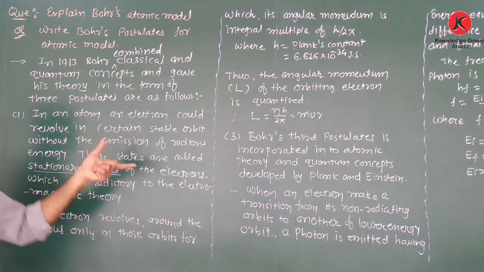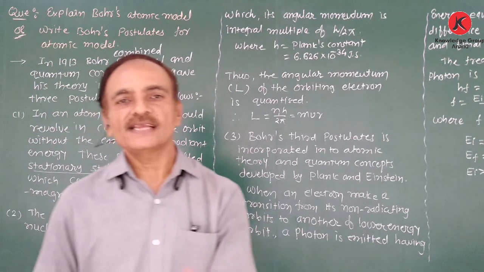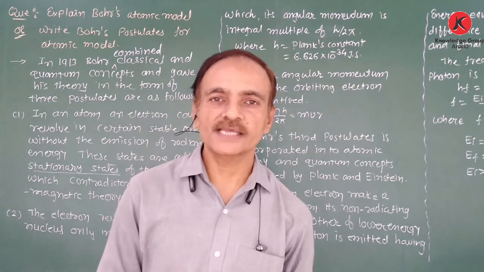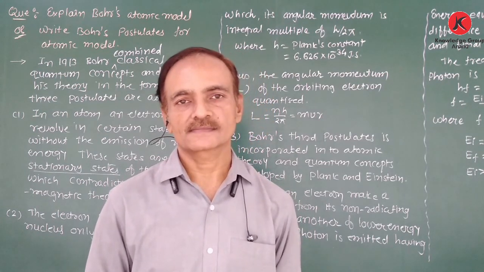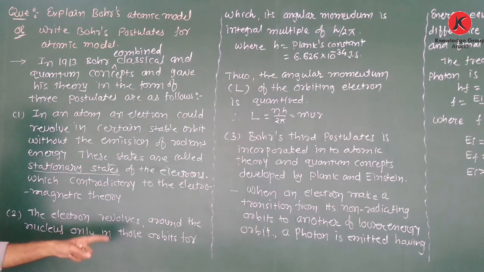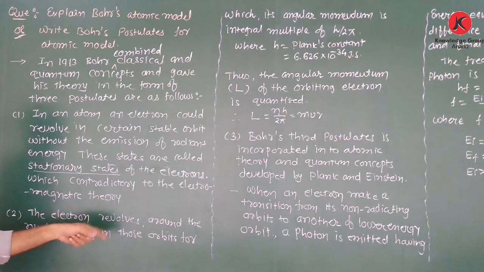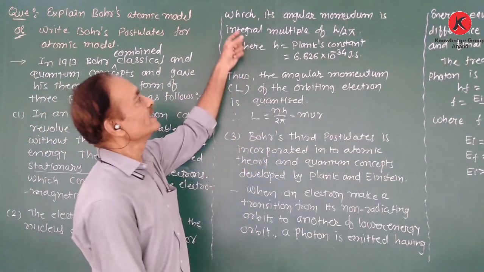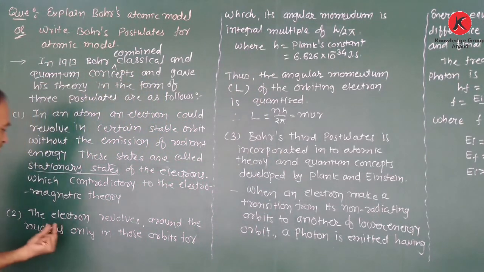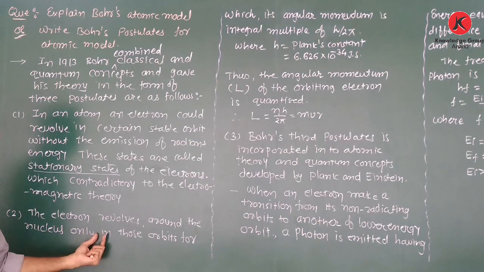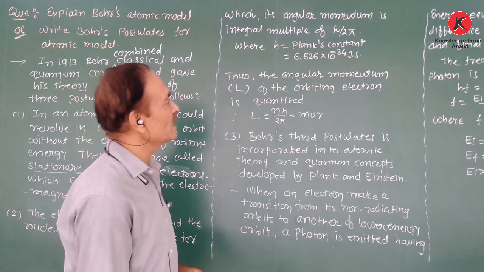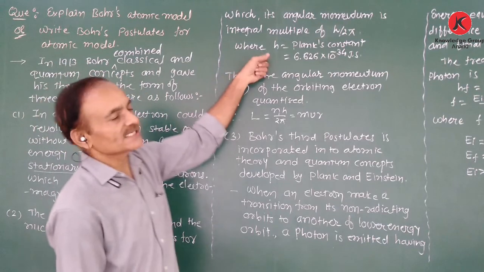Therefore, according to this postulate, the orbits of the electron are fixed. The electron can stay in a particular orbit as long as it does not radiate any energy. Now, the second postulate is that the electron revolves around the nucleus only in those orbits for which its angular momentum is an integral multiple of h upon 2 pi, where h is the Planck's constant.